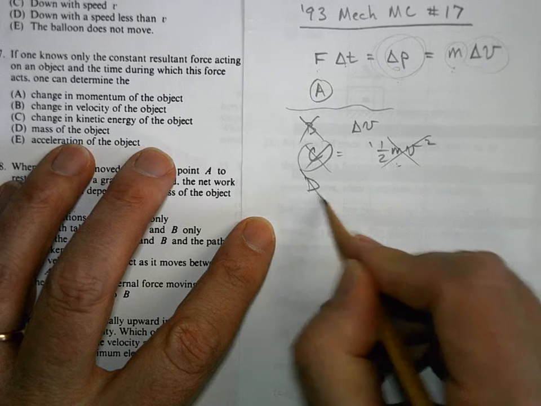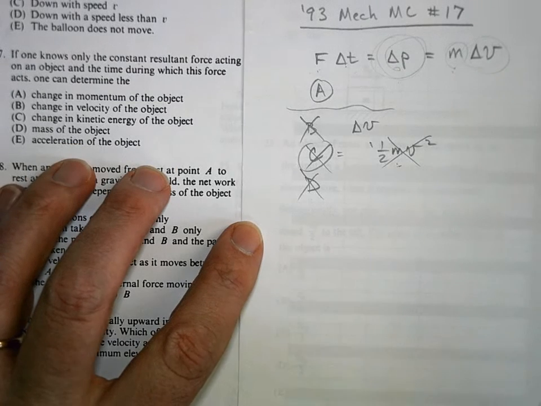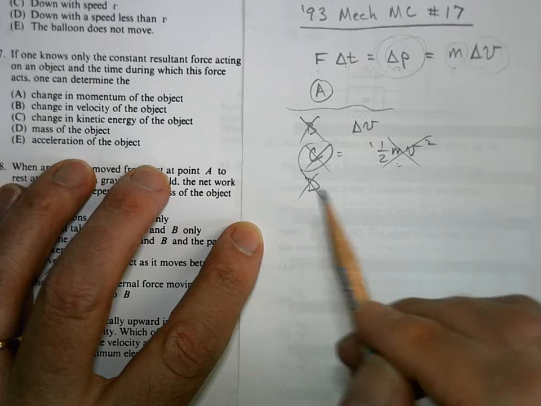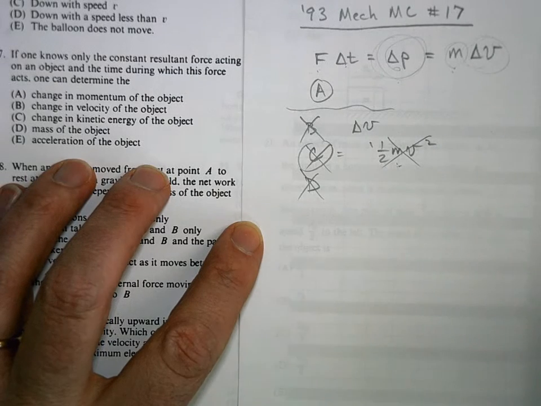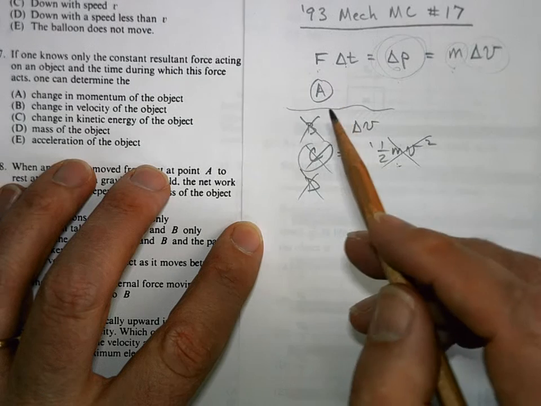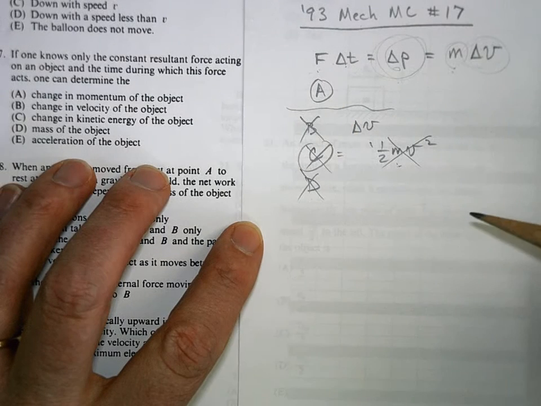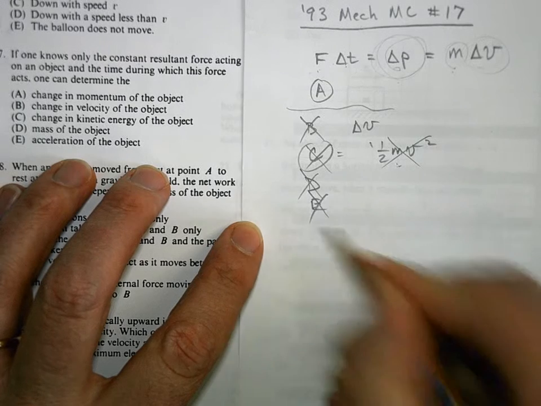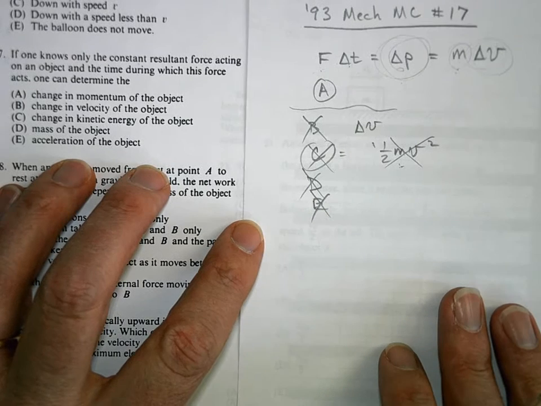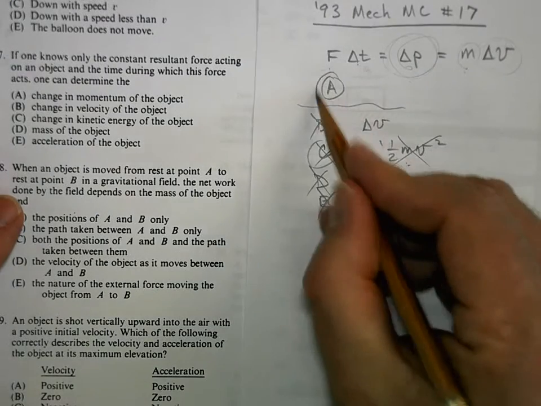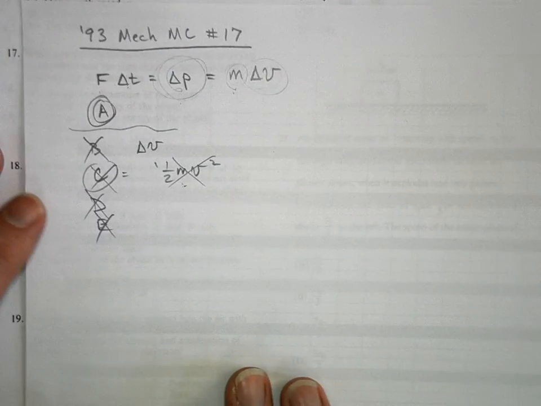So D is wrong. And the acceleration of the object, well, again, I know the net force. I don't know the mass, so I can't figure it out, because the acceleration would be the net force divided by the mass. Since I don't know the mass, I can't figure out the acceleration. So E is also unobtainable. So A would be my answer.